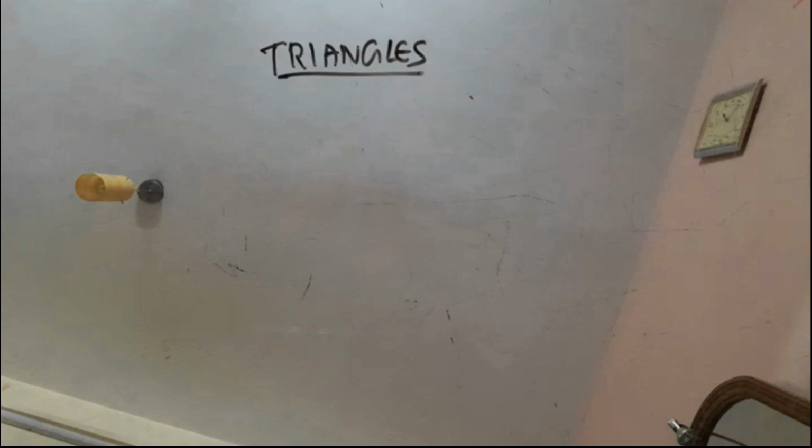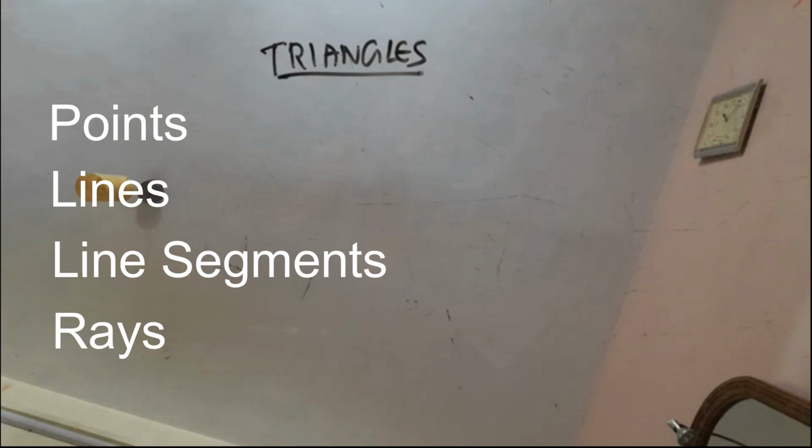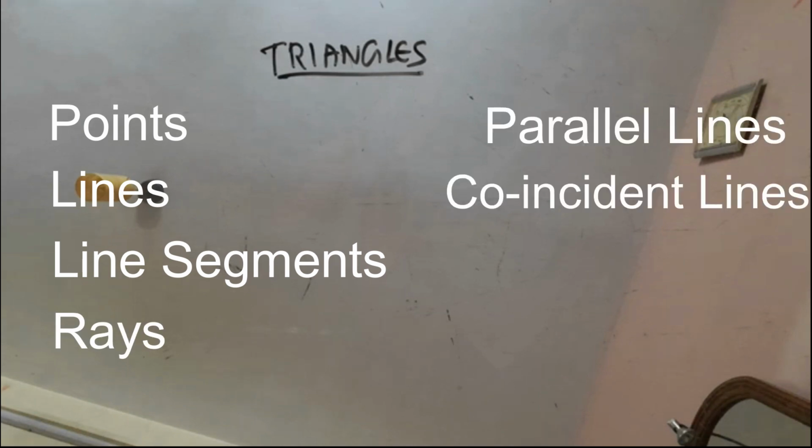So today we are going to study triangles. We are going to continue from where we left off in the last video. As far as I can recollect, in the last video and also the last to last video, we were studying geometry. We studied the first chapter of geometry where we learned the definition of points, lines, line segments, rays, parallel lines and coincident lines. All of these we have covered in the last video and the last to last video.